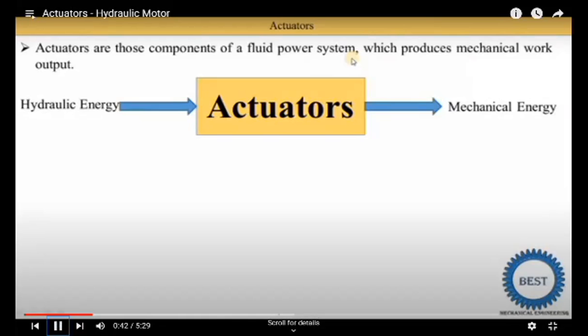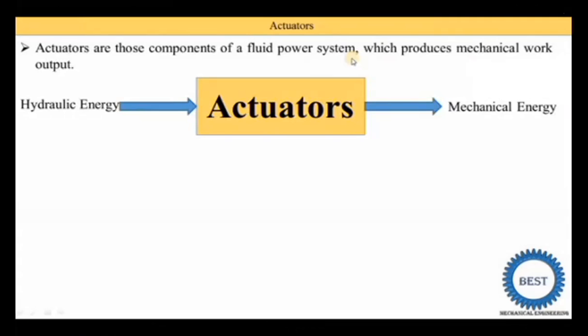Hydraulic energy into mechanical energy. In a hydraulic system we study that the pump is also used and the hydraulic motor is also used. So an actuator is also known as a hydraulic motor. What is the difference between the hydraulic pump and hydraulic motor? In a pump, mechanical energy is converted into hydraulic energy. So the actuator function is opposite to the pump.